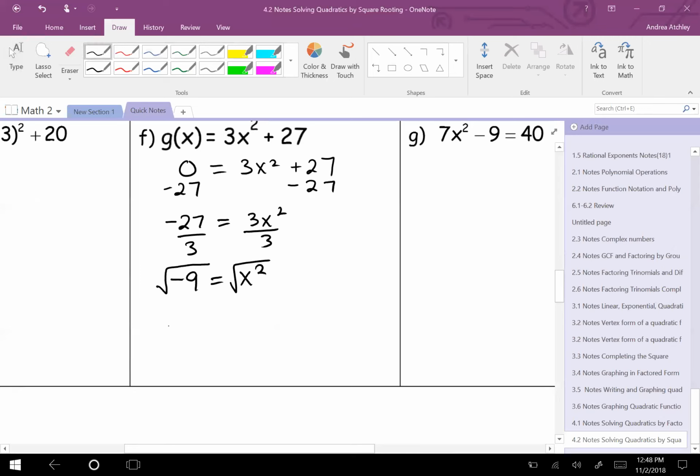The square root of 9 is 3. And because of the negative, it's i. But it's also negative 3i. Remember that a negative inside a radical is imaginary because there's no number times itself that'll give you a negative number, because a negative times a negative is a positive.